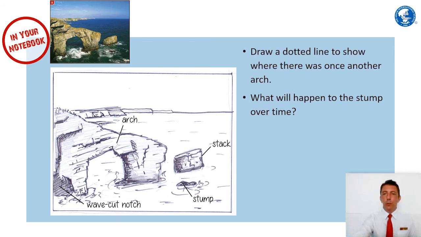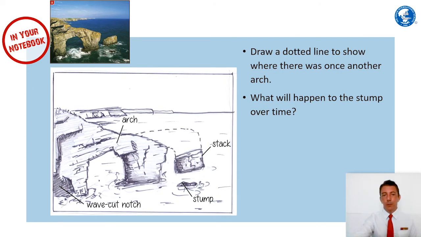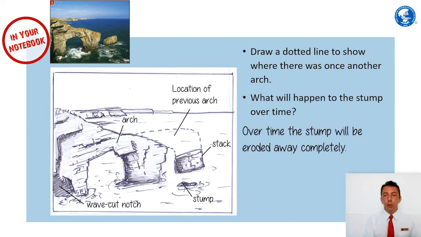Draw a dotted line to show where there was once another arch. So the stack formed when an arch collapsed. So I can tell there used to be an arch here. You can see the dotted line on my diagram. And what will happen to the stump over time? So at the moment, the stump is just sticking out above the surface of the sea, but in time, the stump will be eroded away completely. So it will be eroded away, and the material will be transported somewhere else.